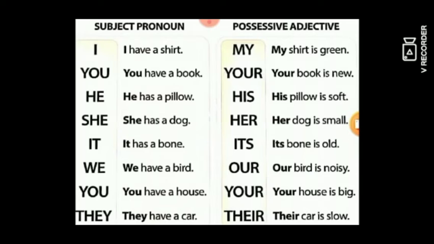So, we can easily understand the possessive adjectives with the help of subject pronouns. It is very important which possessive adjective you use for which subject pronoun. Once again, I repeat, for the subject pronoun I, the possessive adjective should be my. For you, it should be your. For he, it is his. For she, it is her. For it, it's its. For we, it's our. For you, it's your. For they, it's their.